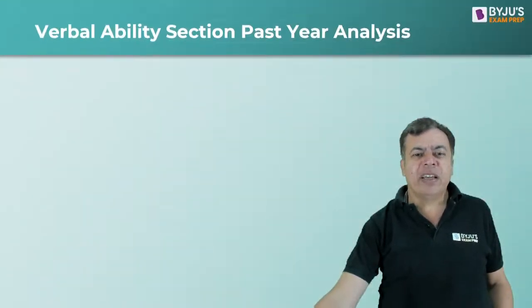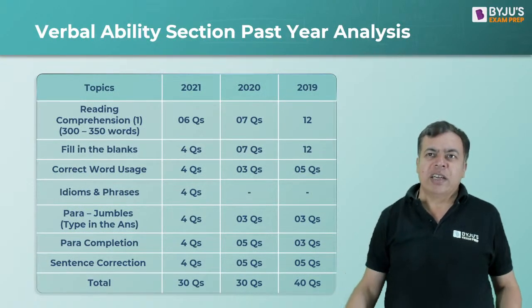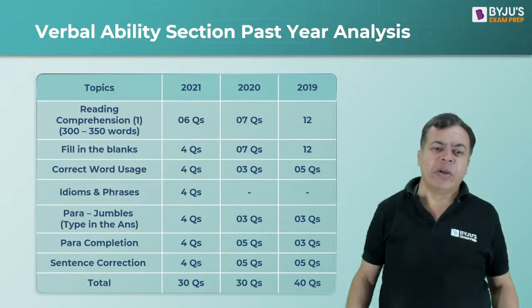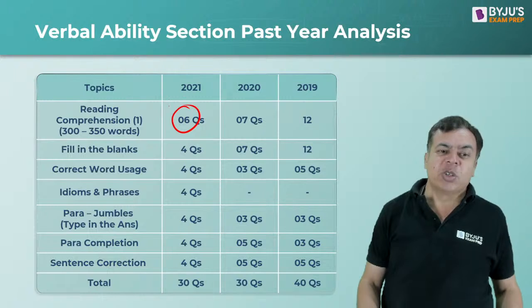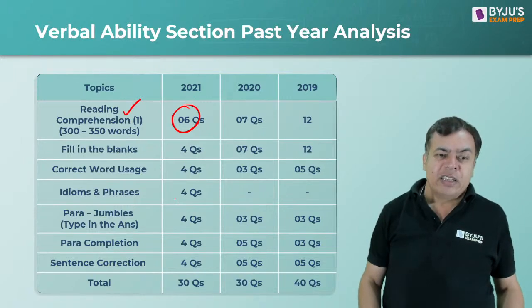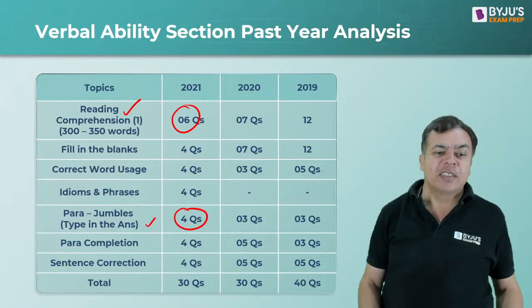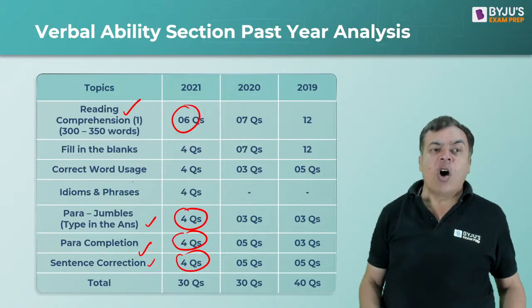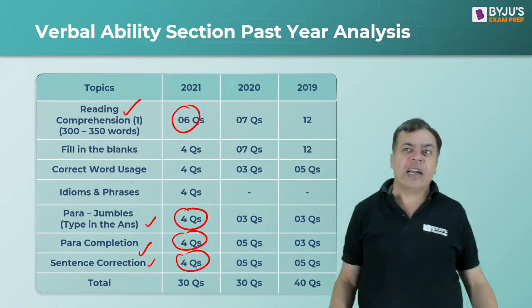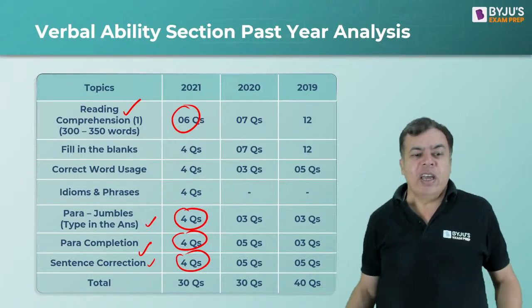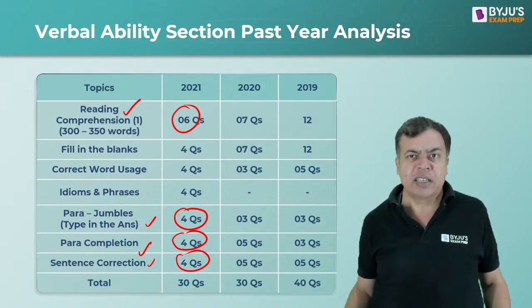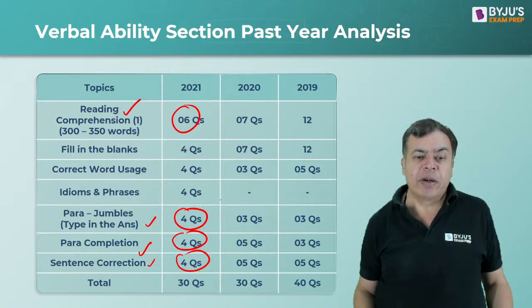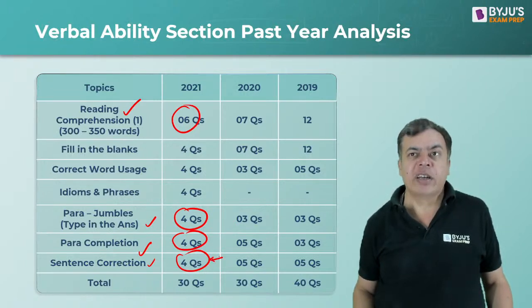And verbal ability, generally that reading part would be very, very important, right? You see that the questions will be based on the reading part. 6 questions directly on RC, right? Then para jumbles 4 questions, para completion 4 questions, sentence correction 4 questions. These all are reading dependent. If you are good at reading, you can handle para jumbles, para completion, RC, even sentence correction. Let's say sentence correction I am taking in grammar, right? Let's say sentence correction you take in usage.